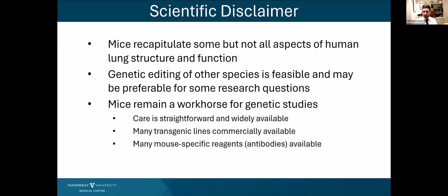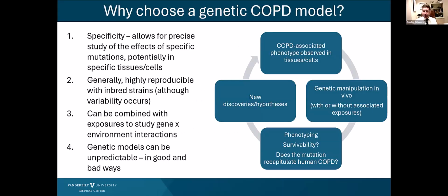Care is straightforward. There are a lot of transgenic lines that are already available, as well as the reagents needed to study them. So why might you choose a genetic COPD model? Really, I think the main reason is specificity. It allows you to perform precise study of the effects of a specific mutation, and depending on your construct, potentially in a specific cell or tissue.